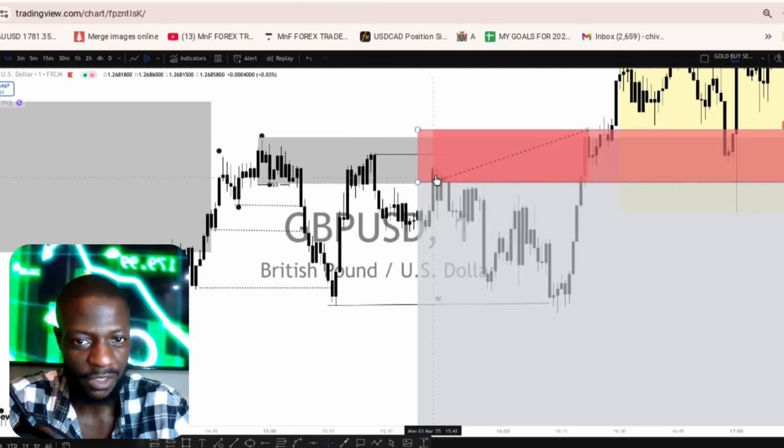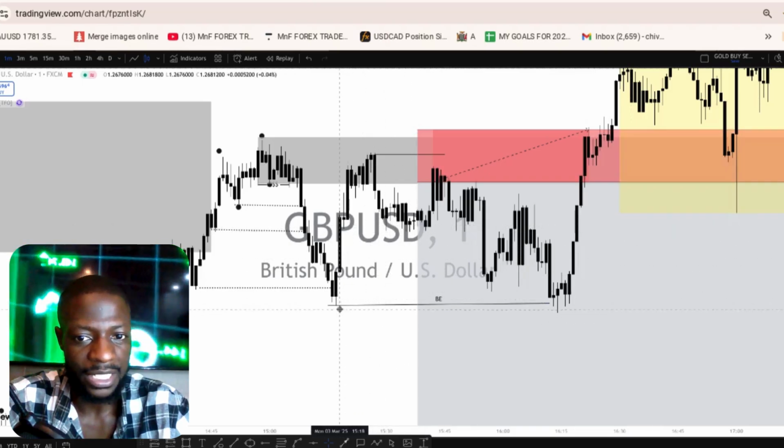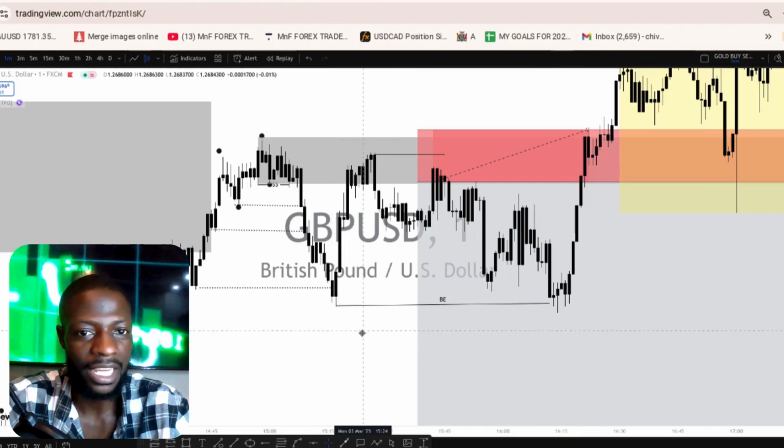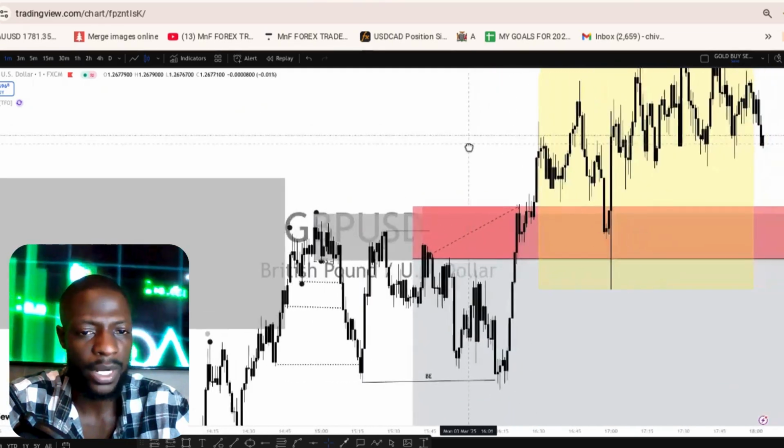You can see that the market started to move in our direction. It pushed. However, it slightly just took out the low here. And then guess what happened? The market ended up going against us and we were taken out for a loss.